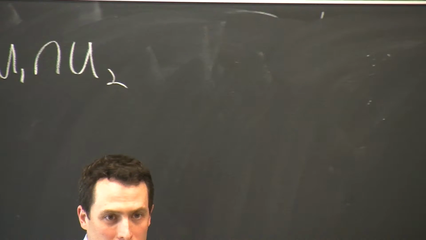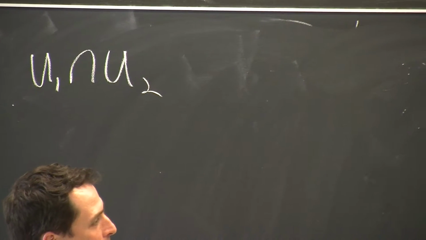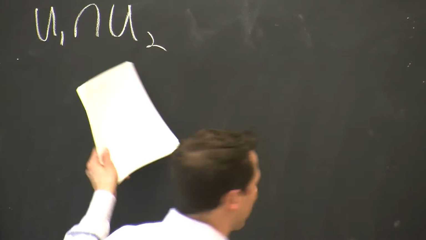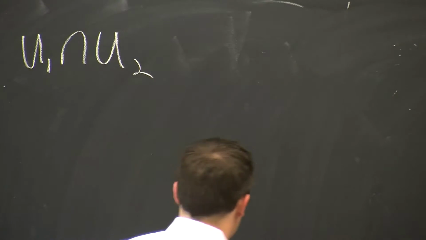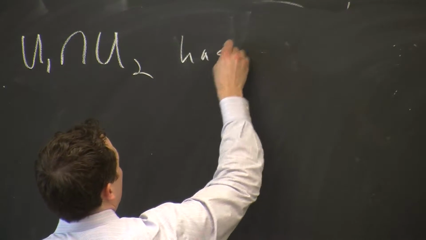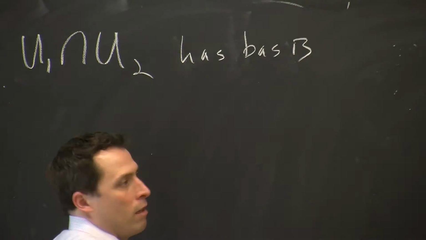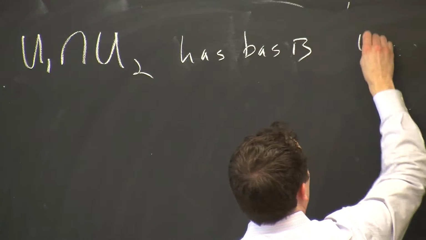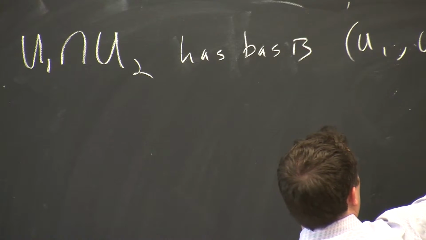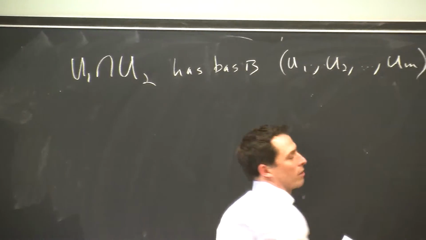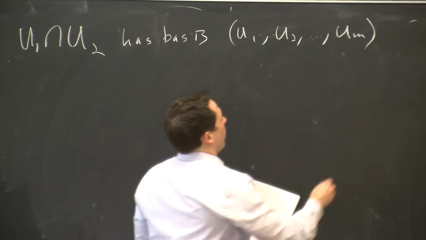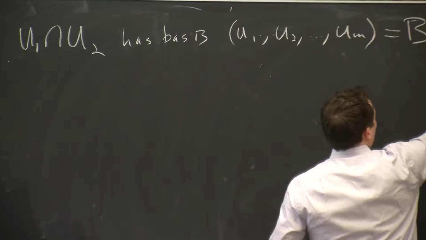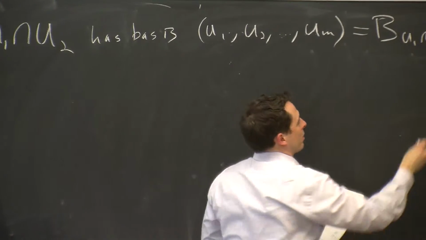So we first consider the vector space U1 intersect U2. U1 and U2 are subspaces of a finite dimensional vector space. We can take their intersection, that's a vector space. And it's also finite dimensional because it's a subspace of a finite dimensional space. And it has a basis. We don't know what the basis is, but let's just write some symbols to represent that basis. Vectors U1 up to UM. That's our basis for U1 intersect U2. Now let's give it a name, for convenience, B, the basis of the intersection.